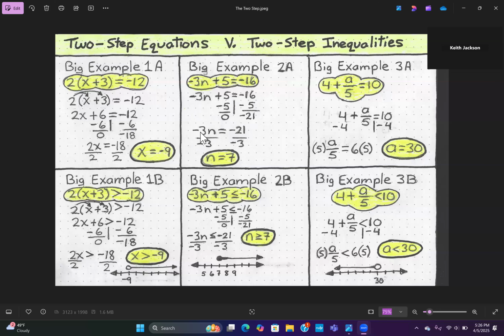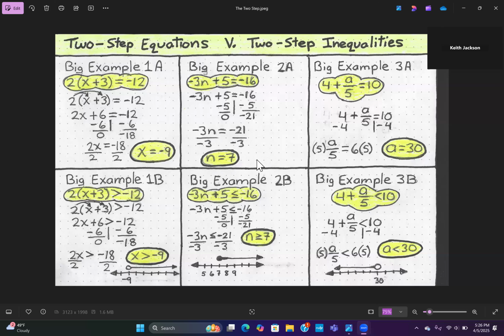And if we divide both sides by a negative 3, the reason why we're dividing both sides by a negative 3 is because it's right next to the letter n, and that will help us isolate that variable. And so when we do that, a negative 3 divided by a negative 3 will give us just one n, or n, while a negative 21 divided by a negative 3 will give us a positive 7, because a negative divided by a negative will give us a positive, and that's why n is equal to 7 right here.